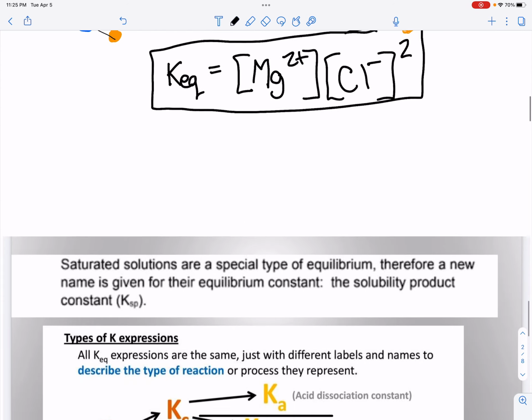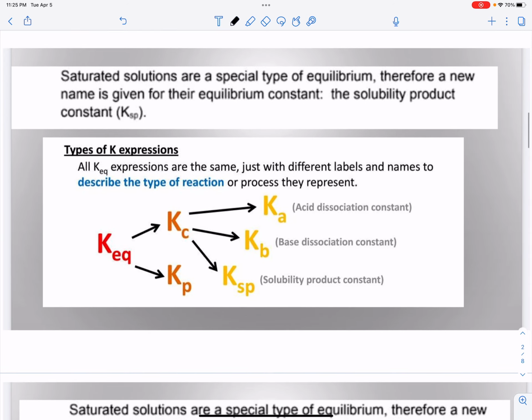So there's the expression. The saturated solutions are a special type of equilibrium, like I just mentioned. A new name is given to that equilibrium constant. When we take our KEQ, we can subdivide that into things looking at concentration or looking at partial pressures. We're dealing with concentrations here, and we're going to look at some special types of equilibrium constants. One is the solubility product constant that we just derived. We're also in the next unit going to be looking at acid dissociation constants and base dissociation constants. So they're all in the same family of equilibrium constants.